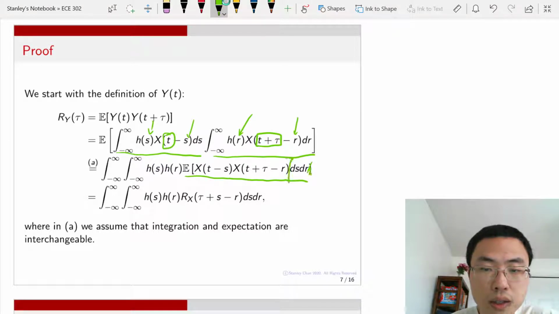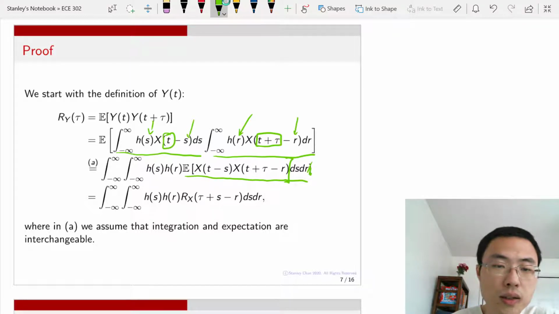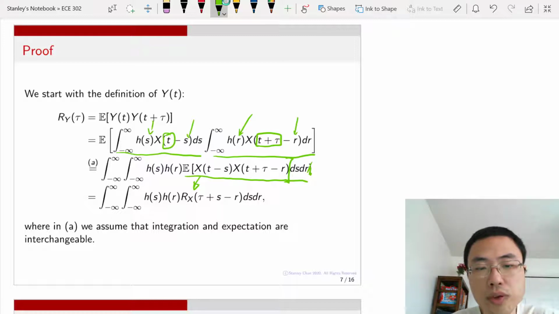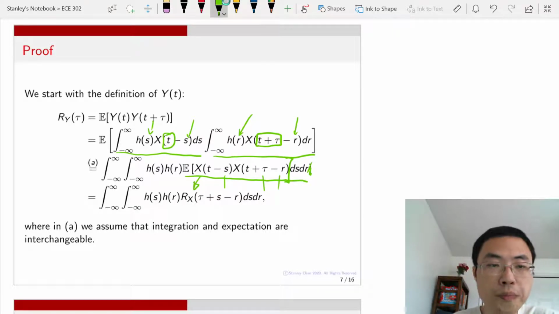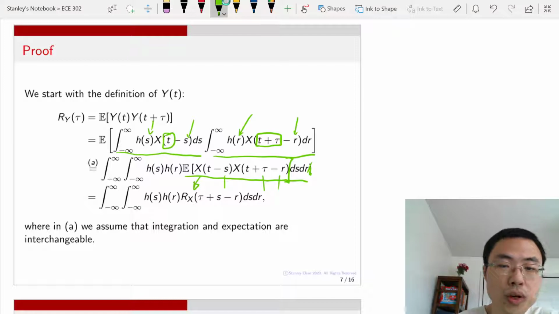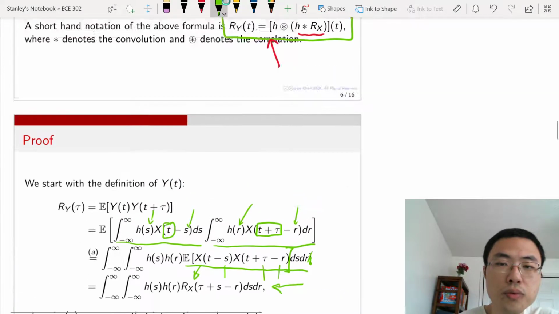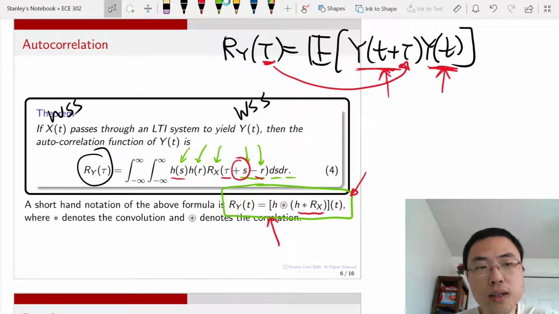Okay, so this is an expectation with the x and x. Then this expectation can be written as the autocorrelation function of x with the index being the time difference between this s and this tau and this r. So you have tau plus s minus r. So that would be the gap. And so if you compare this equation here with what we stated in the theorem, you see that we have already proven the result.